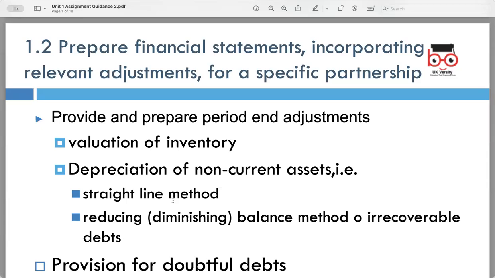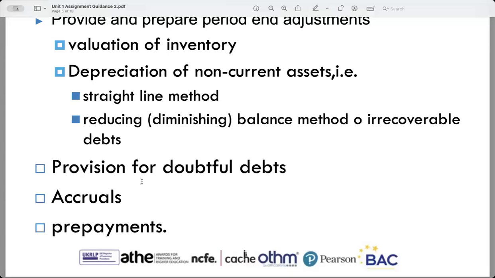Irrecoverable debts, accounting for debts that are unlikely to be recovered. Provision for doubtful debts, estimating and providing for potential bad debts. Accruals and prepayments: accruals, recording expenses that have been incurred but not yet paid. Then finally, prepayments, recording payments that have been made in advance for expenses.